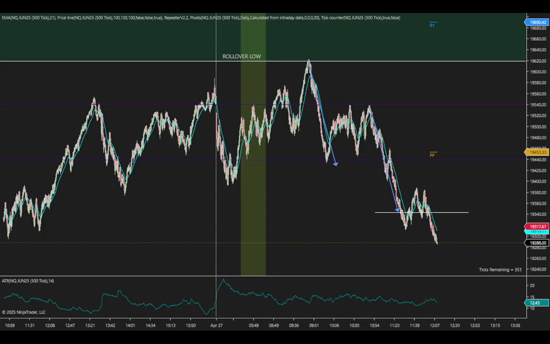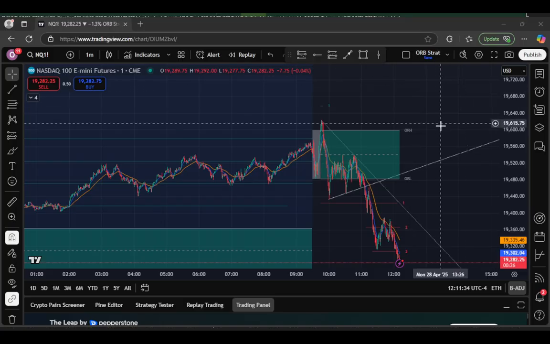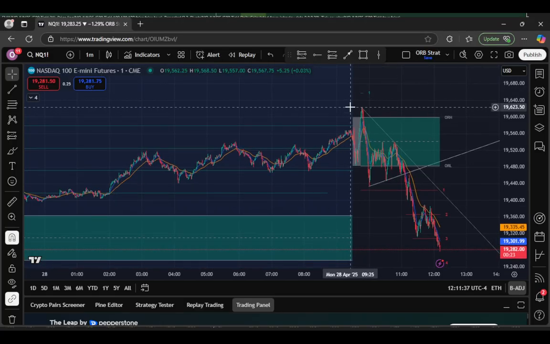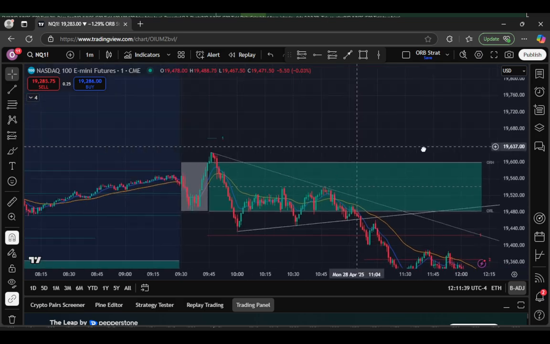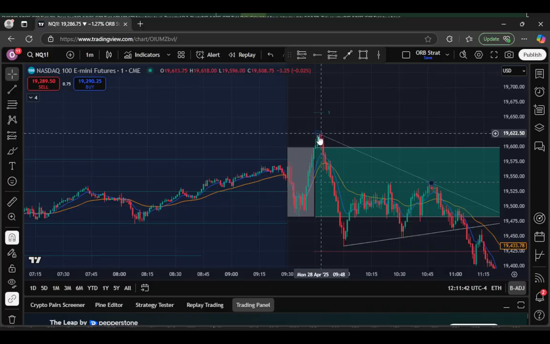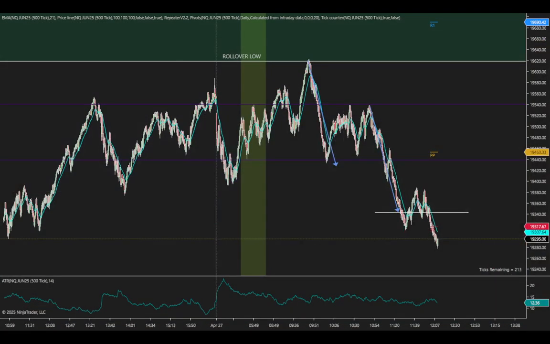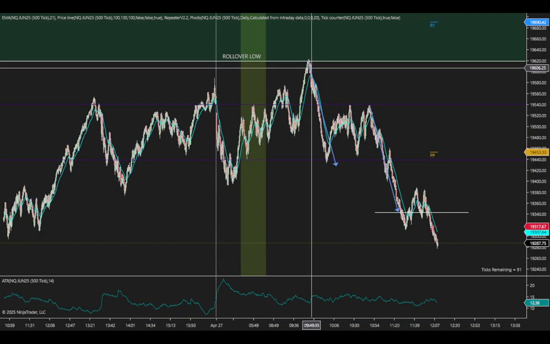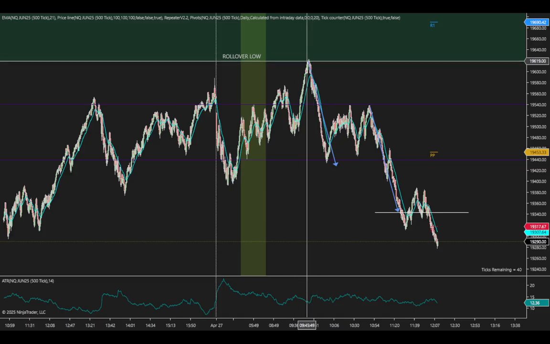Let's bring up the ORB and the initial balance, right? That's what I use, the ORB and the initial balance. So let's bring up this chart. All right, ORB. The high of day is a breakout of the ORB, but if you look at the high of day, it is also the retest of the rollover low, right? Massive selling. You're expecting sellers there.